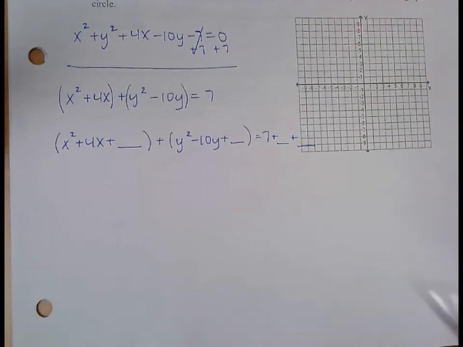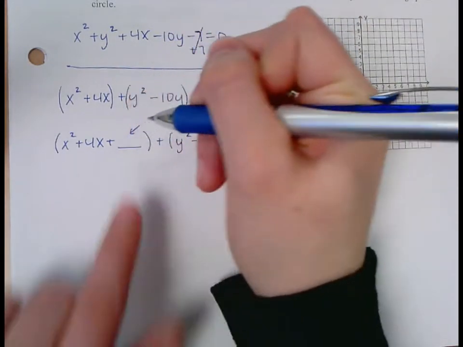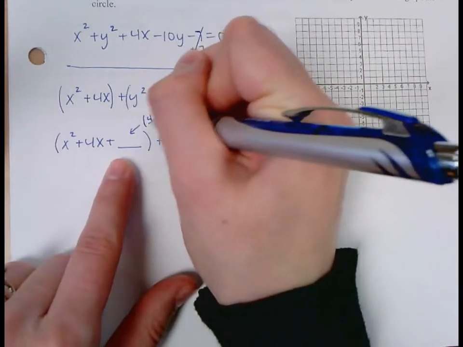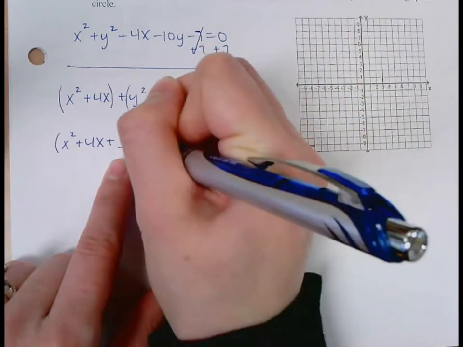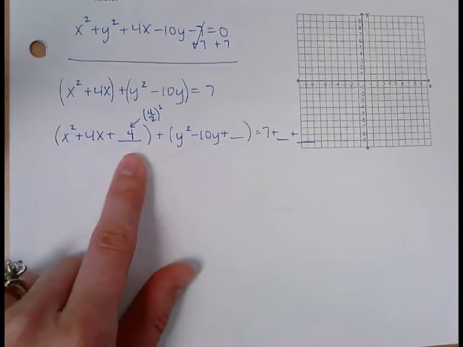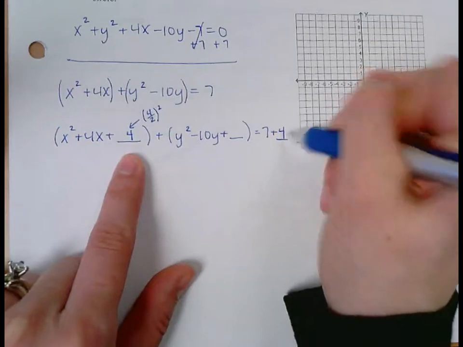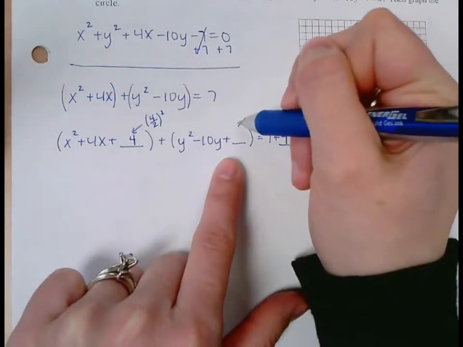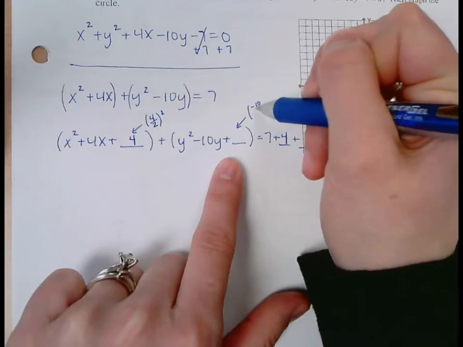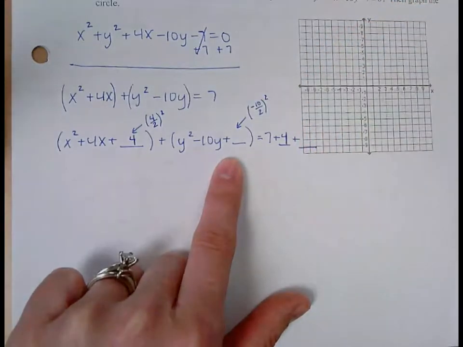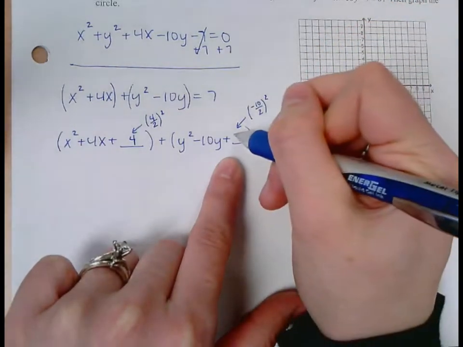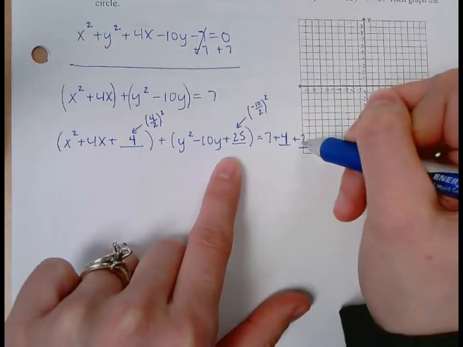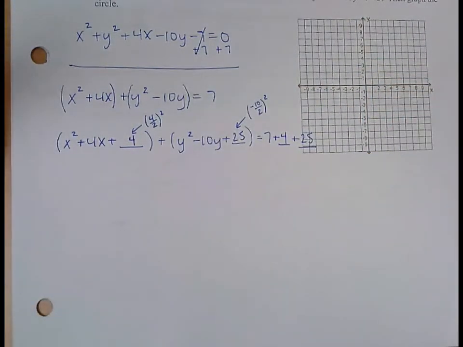B over 2 squared. So this value will be 4 divided by 2 squared, so that'll be 4. And if I'm adding 4 to the left, I also have to add 4 to the right. And then for the y's, I would take negative 10 divided by 2 squared. That's negative 5 squared, which is 25. So I have to add 25 to both sides.